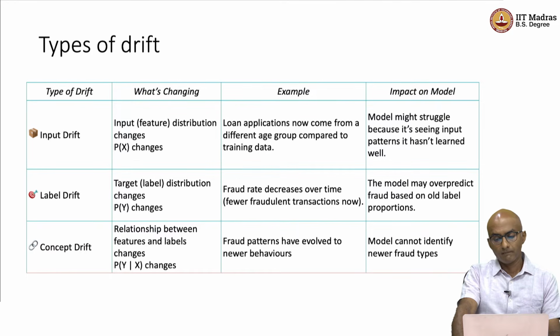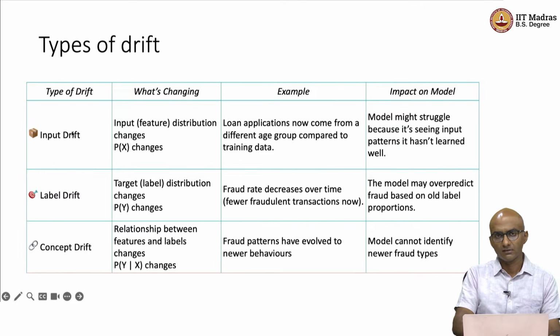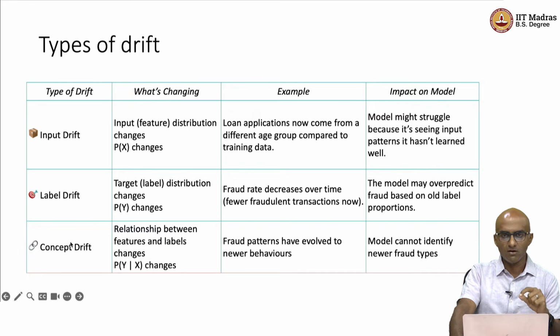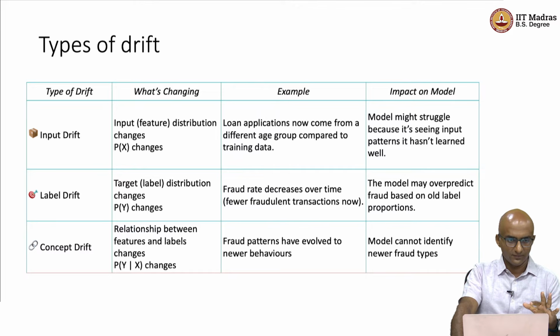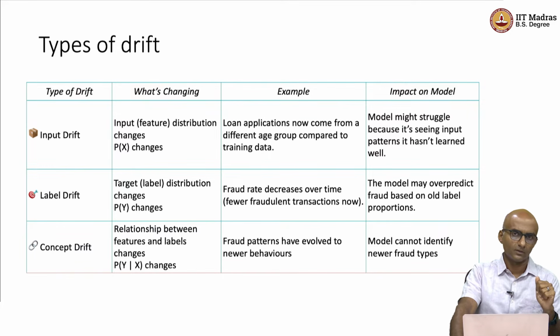Okay, so we spoke about three theoretical definitions. The most common type of drift is input drift, right? The second most common type of drift is concept drift. So let's take an example of a concept drift that's very common. It's common not because it occurs this way in the real world of businesses. It occurs because of the inability of the data scientist to model correctly. So let me illustrate this.